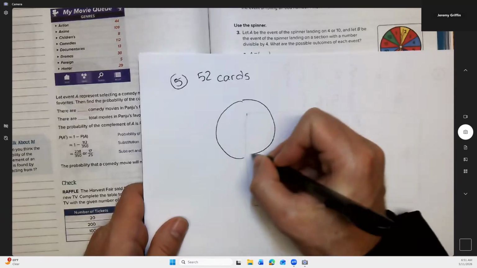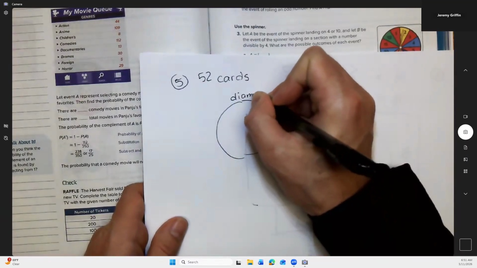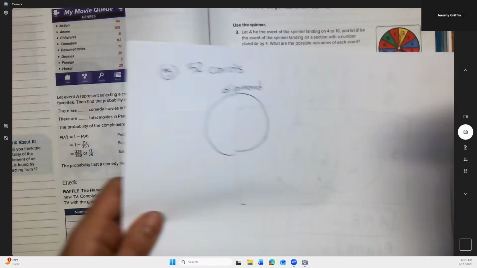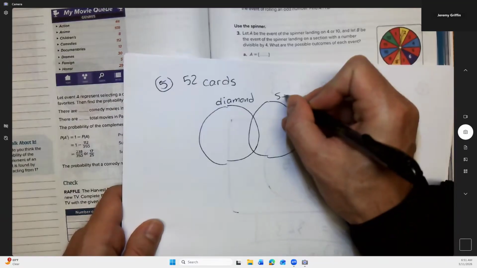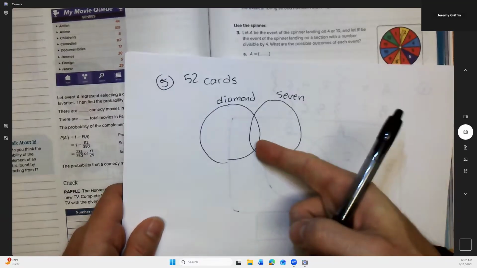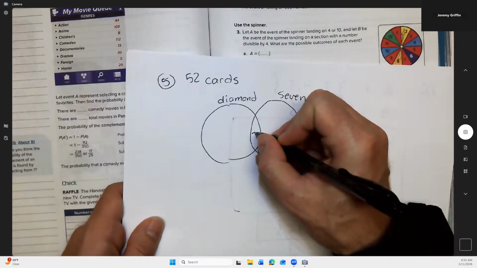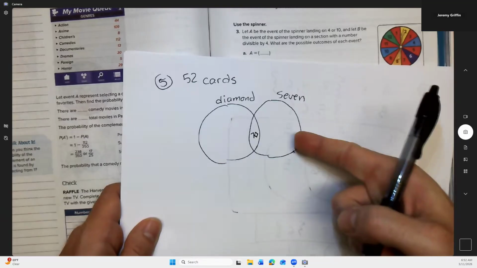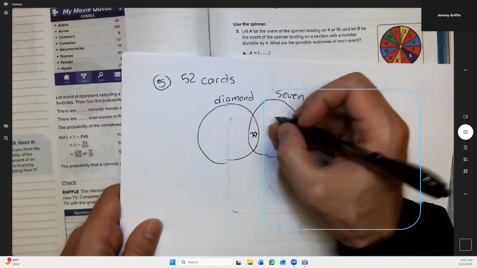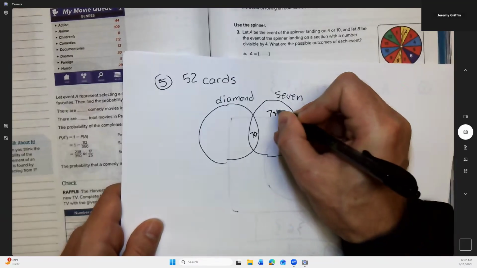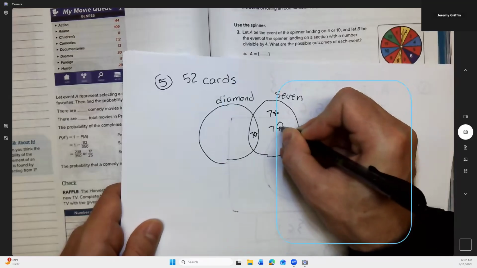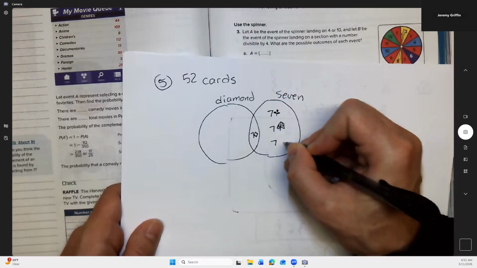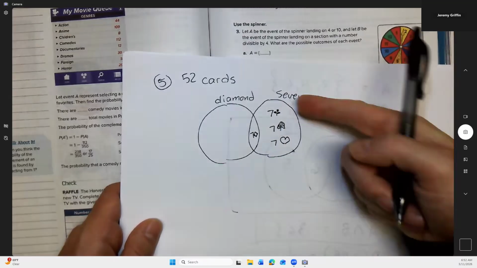So let's say one event could be a diamond, and another event could be seven. Now there's one card that's a seven of diamonds. Here, I'll draw that out. Seven of diamonds. There are three cards that are sevens that are not diamonds. So you got seven of clubs, seven of spades, and seven of hearts. So those are those other three cards.